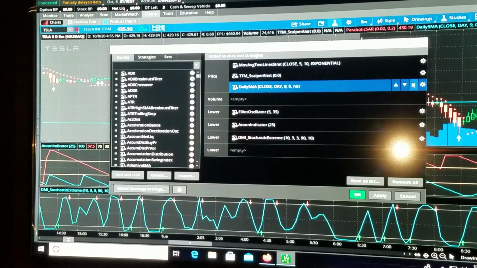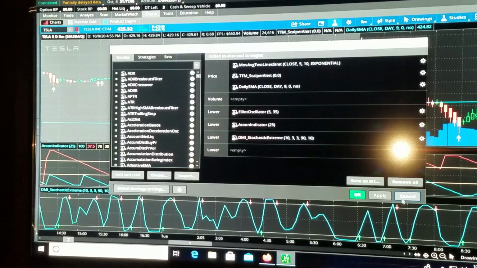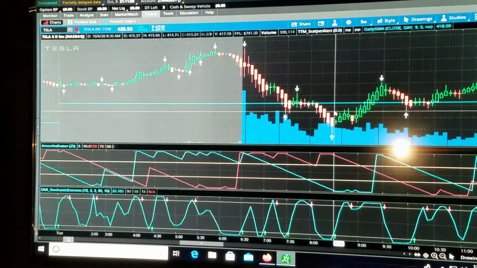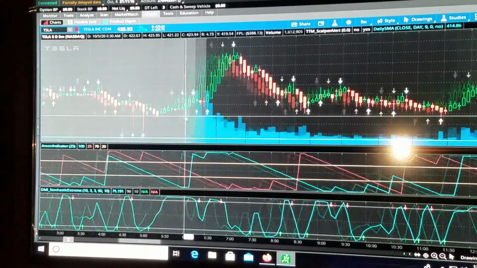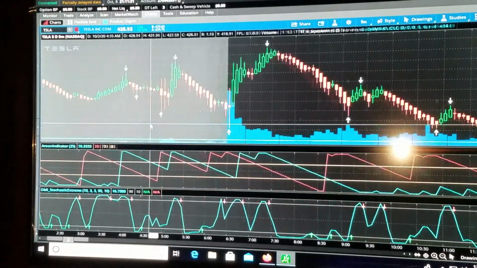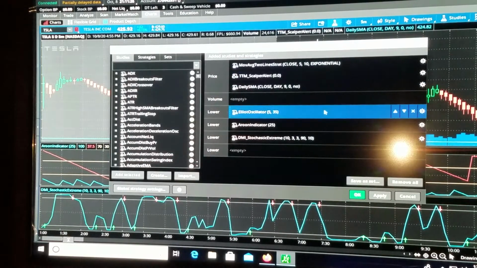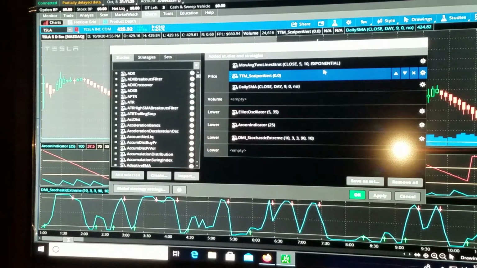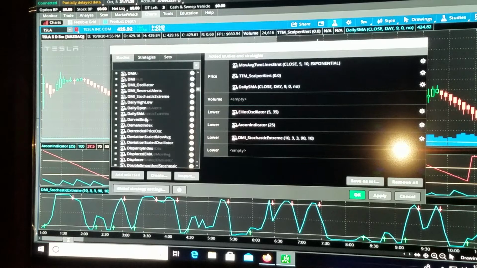So let's get rid of these parabolic SAR and let's hit apply. Disappear. It looks like we've got our bar here. Okay, so your TTM scalper is not always going to work, but you can put your scalper bot to work, I would say, in the first couple days or in the first couple minutes of almost any market, and it would probably do a good job. But you know, let's see if we can add another moving average.